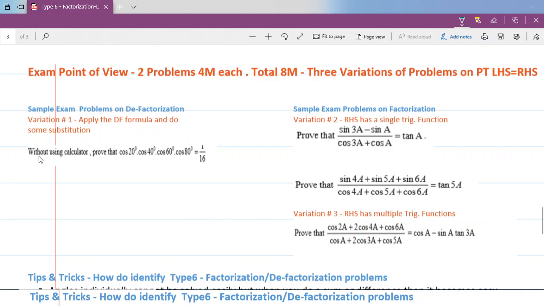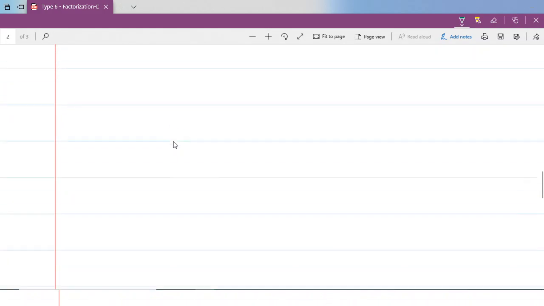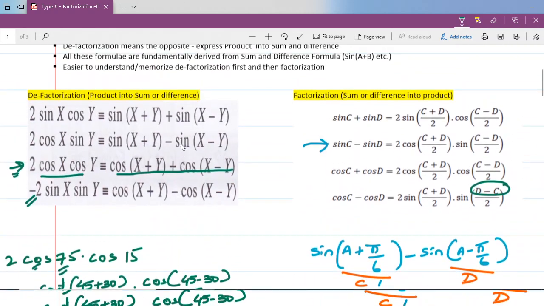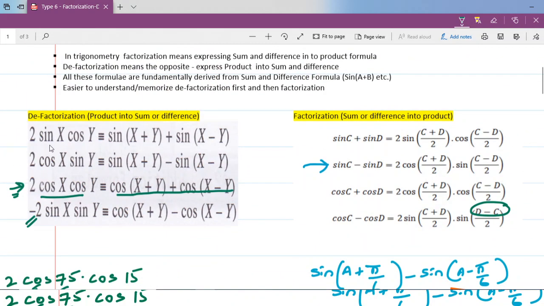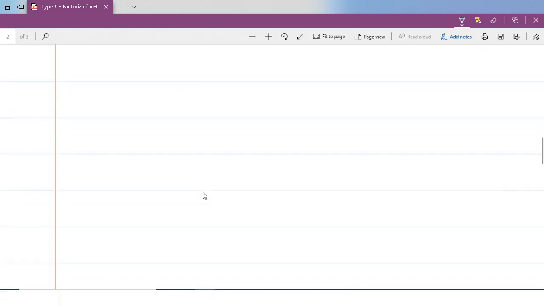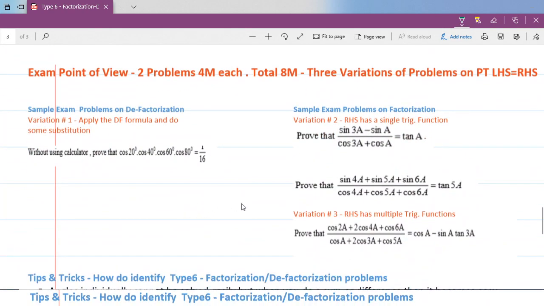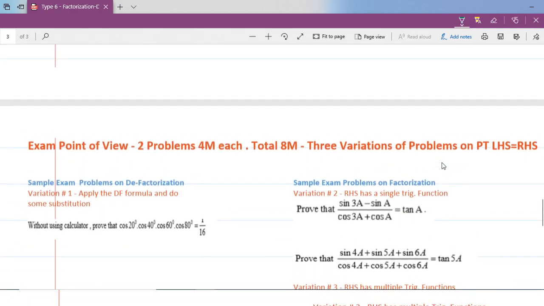So there's one variation that is on the de-factorization formula that you saw here, for example, over here, converting the product side into the sum and difference. The 2 remaining variations are on the factorization part, where they might give you an equation that looks like a sum or difference, and then you have to convert it into a product or some other function. Those are the 3 variations you get. So let's see what happens.